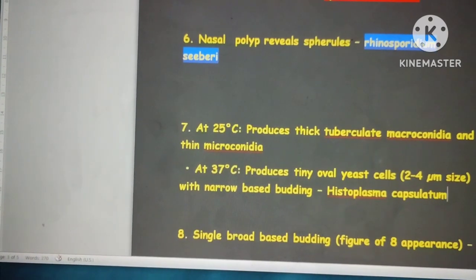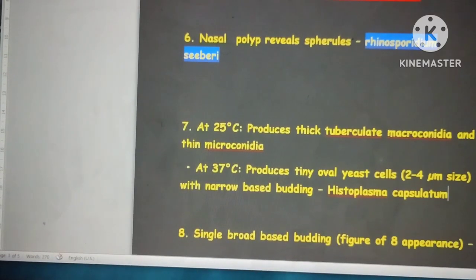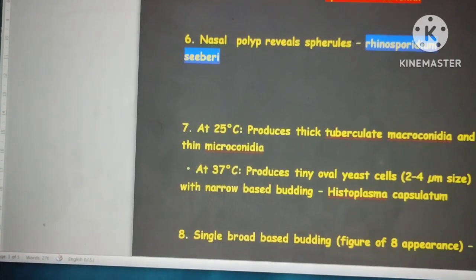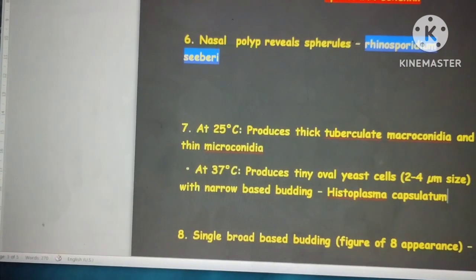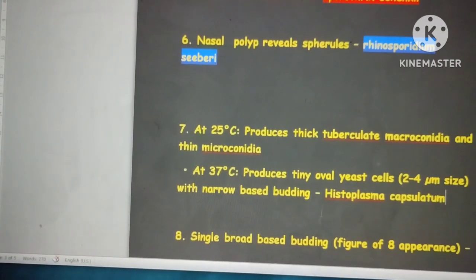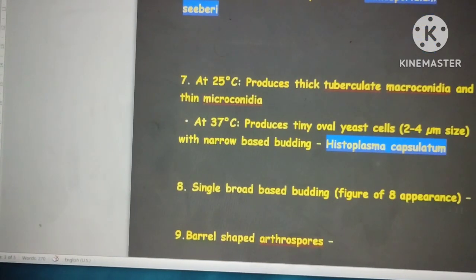And another point you want to remember here is they will be giving a history of pulmonary infections. Okay, because histoplasmosis usually causes pulmonary histoplasmosis, it is the most common. Okay, so again it is a misnomer. The name contains capsule, but it is not capsulated. Okay, so it is a non-capsulated organism. So pulmonary histoplasmosis is the most common, but I'm sure if they are asking about Histoplasma, this point will be there. That is, it produces tuberculate macroconidia, and yeast at 37.